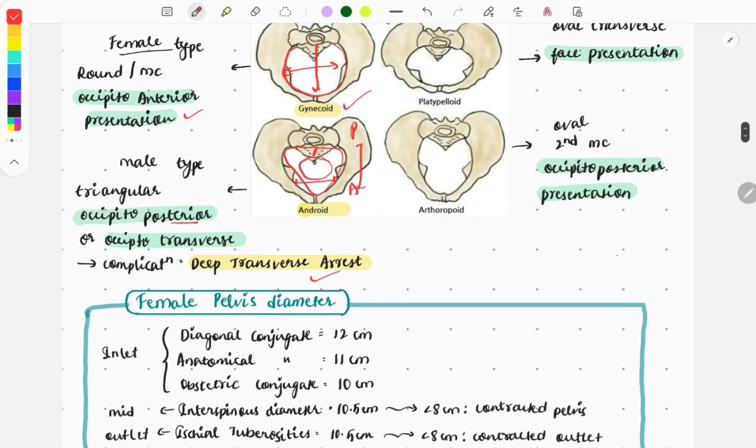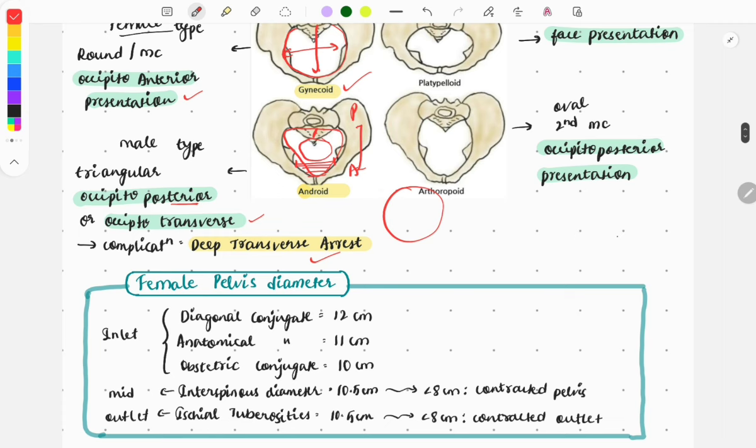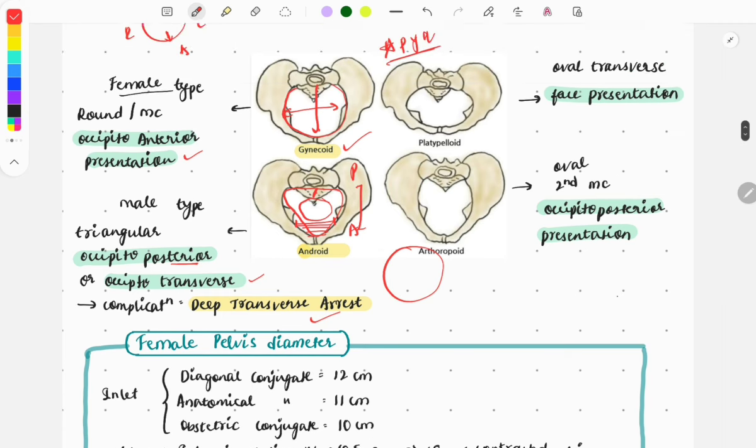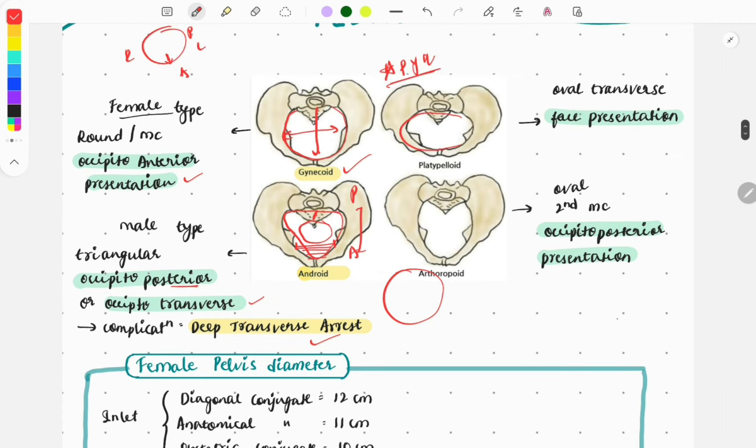If it was like the gynecoid, round, then delivery can be done easily, but in this, as you can see here, anteriorly there is narrowing of the pelvis, due to which if there is an occipito-transverse presentation, it can cause deep transverse arrest.